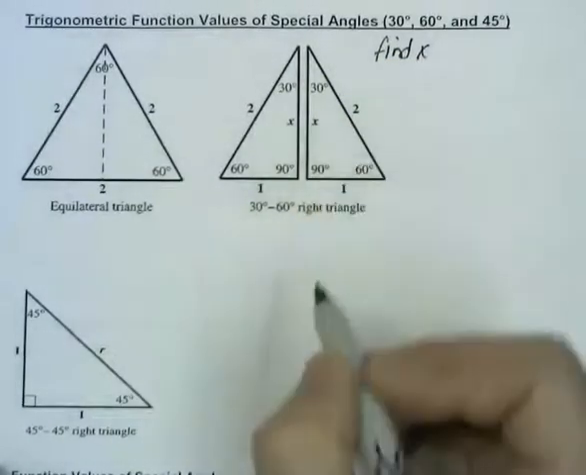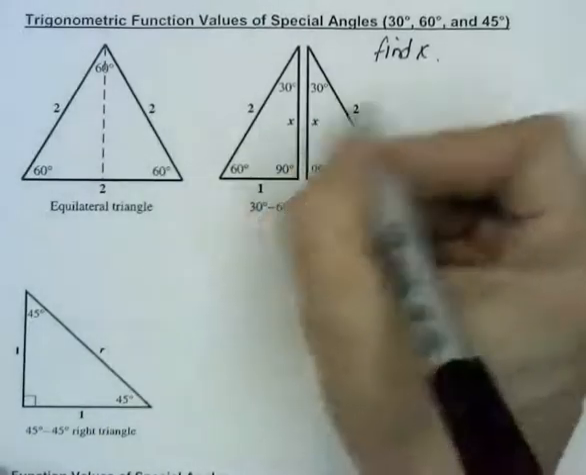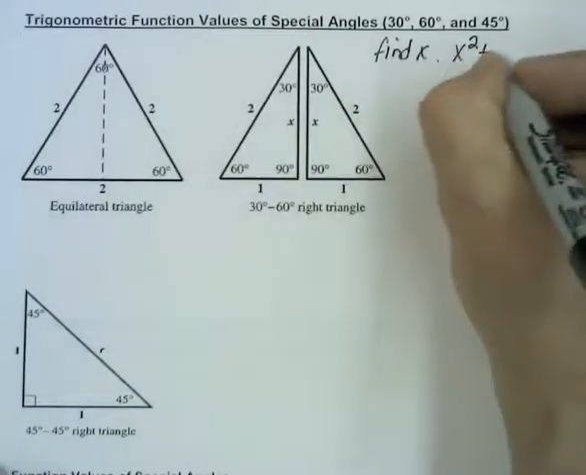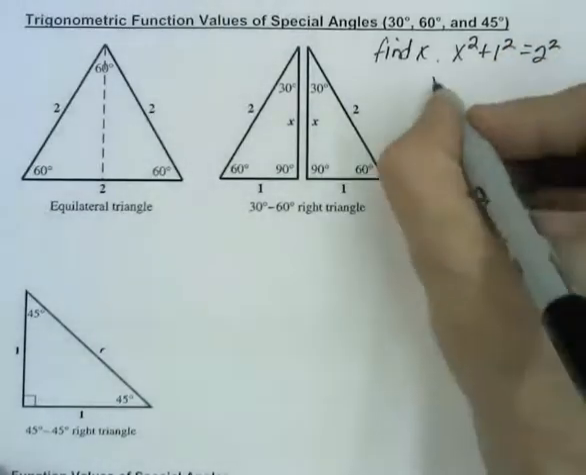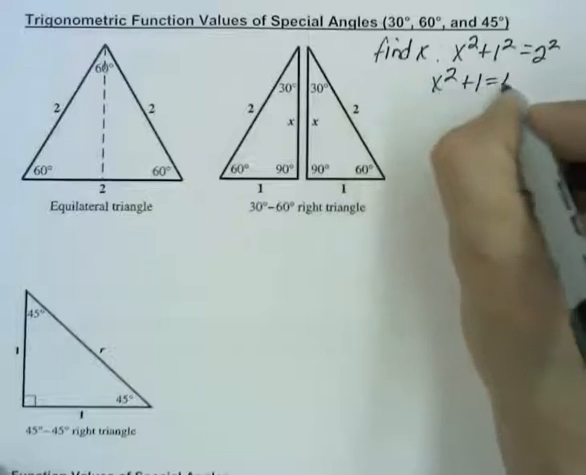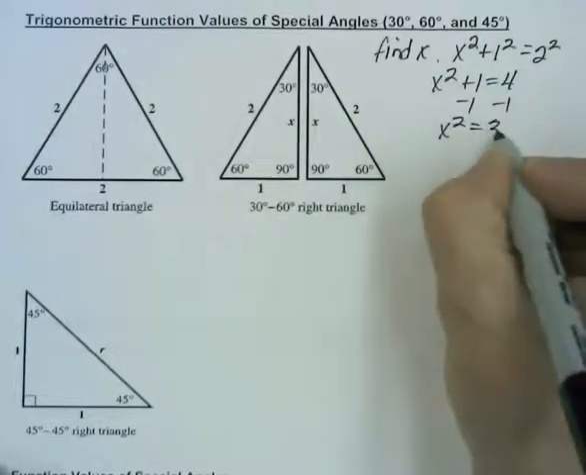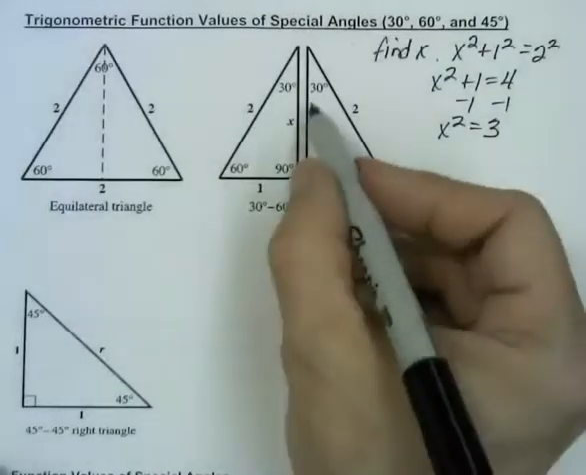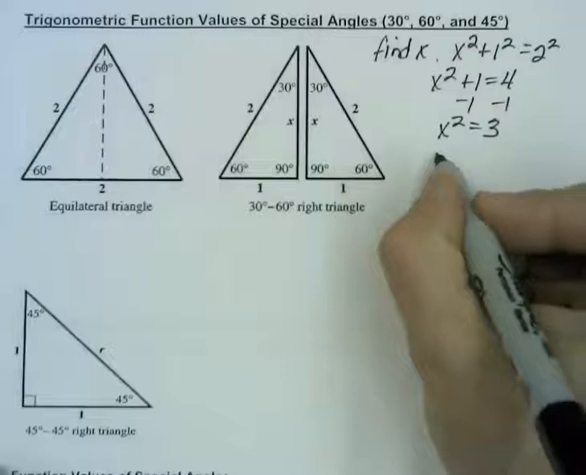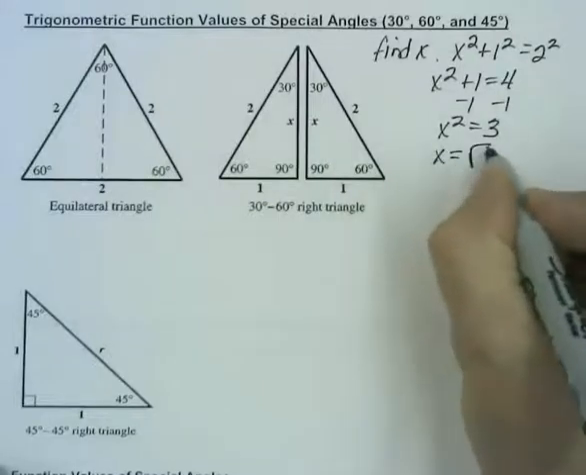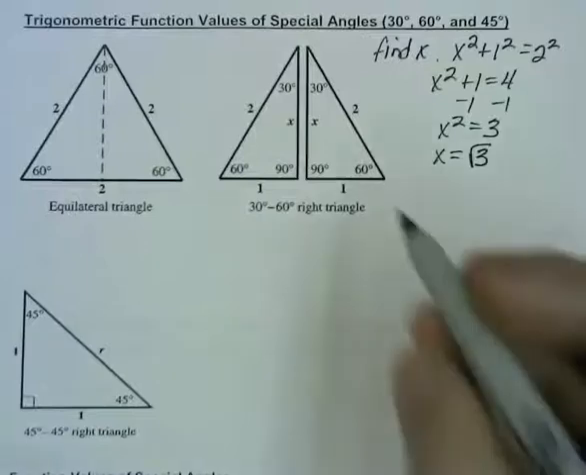We can use the fact that this is a right triangle, so we have the Pythagorean Theorem. That would give us x squared plus 1 squared equals 2 squared. And we're just going to solve this for x. So if we subtract 1 from each side, that gives us x squared equals 3. Since we're talking about a triangle, it has to have a positive side length. So when we solve this, we're taking the positive square root of each side, and we get x equals the square root of 3.